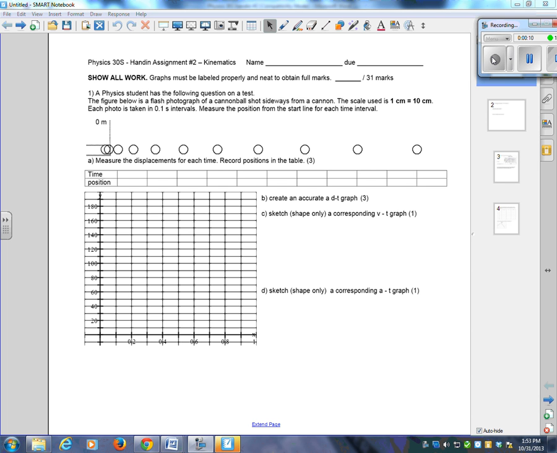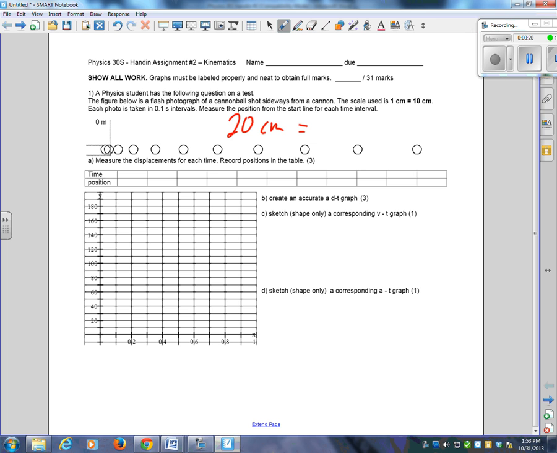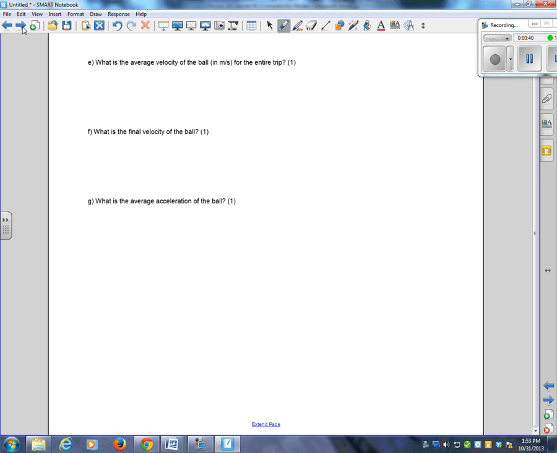The only little boo-boo that a lot of people made was that it's 1 centimeter equals 10 centimeters, so when you measure from there to there, and it's actually 20 centimeters, that converts to 200 centimeters because of the scale, which is equal to 2 meters. That was the only real mistake that I saw, because you'll notice everything was fine, but over here it says, what is the average velocity of the ball in meters per second? In meters per second. So you must be working in meters.